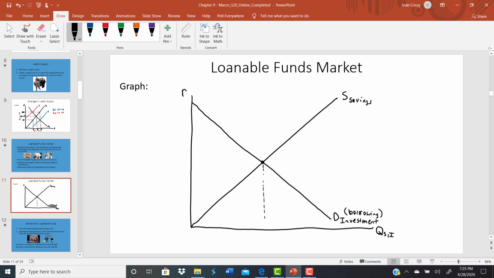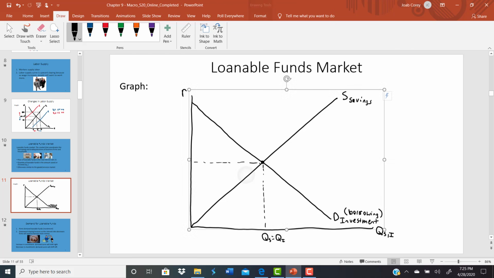And then we've got the equilibrium quantity of money being saved and invested. So the quantity of money saved is going to be equal to the quantity of money being borrowed or invested. And that's all going to happen at an equilibrium interest rate. Here we're going to call that R star. So this QSI star is where the quantity of savings is equal to the quantity of investment. And that's what your loanable funds market is going to look like. So let's talk about where these curves come from, or why this demand curve is downward sloping, and why the supply curve is upward sloping.